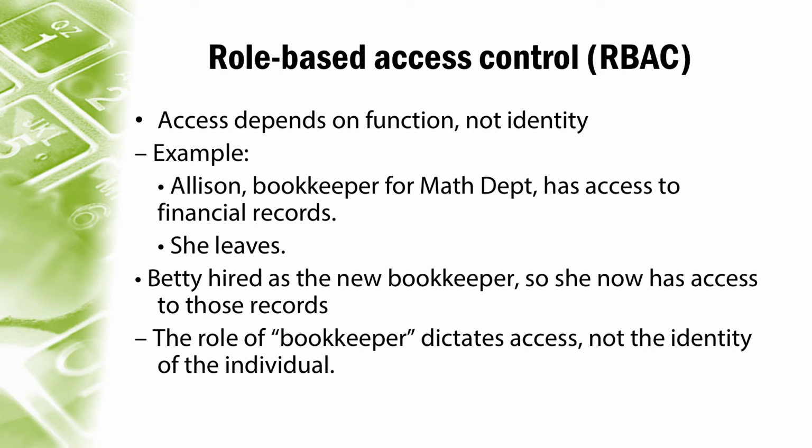Suppose you have a user, Allison, who is a bookkeeper for the math department. When Allison leaves the department, she is replaced by Betty. Betty now inherits all of the same access privileges that Allison had. So this means that the access privileges are not based on who Allison and Betty are, but rather they are based on the function that they serve in the organization.